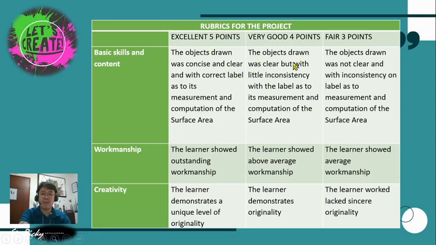For 4 points, the objects drawn was clear but with little consistency with the label as its measurement and computation of the surface. And it will be graded as 3 points if the objects drawn was not clear and with inconsistency and label as to measurement and computation of the surface area. For workmanship, the learner showed outstanding workmanship. That will be 5 points. For 4 points, the learner showed above average workmanship. For 3 points, the learner showed average workmanship.